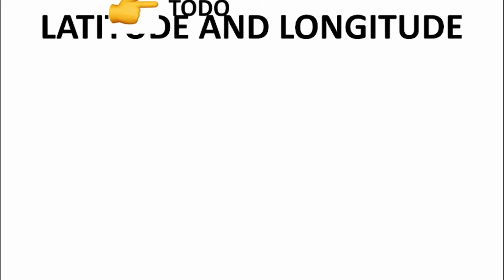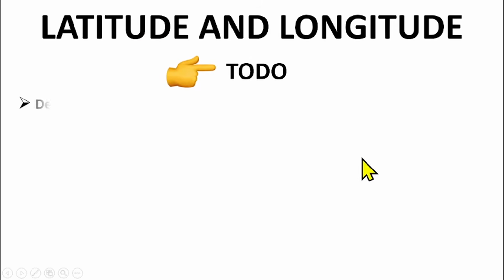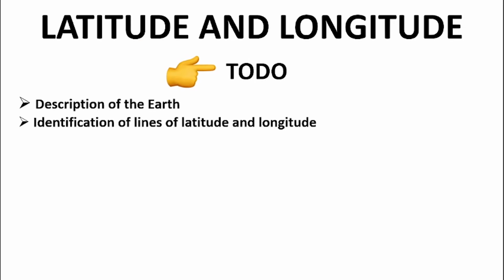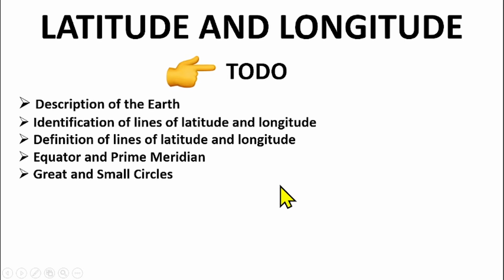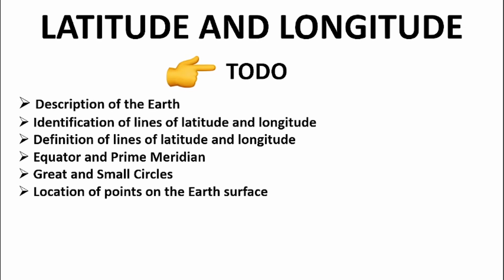So what are we going to be doing in this video? We are going to be telling you the description of the Earth as one of the planets. We are going to be identifying the lines of latitude and longitude on the Earth's surface, and also defining the lines of latitude and longitude. We will also tell the difference between the equator and prime meridian, and differentiate between great and small circles. Then we are going to be finding the location of points on the Earth's surface.